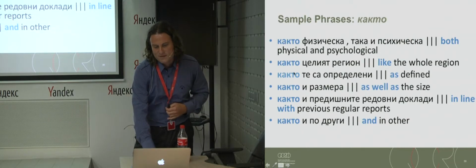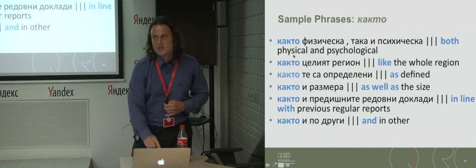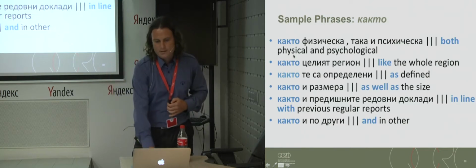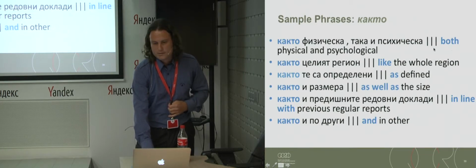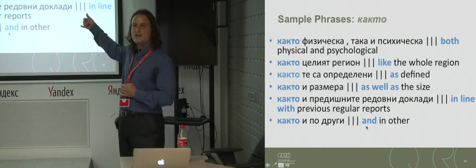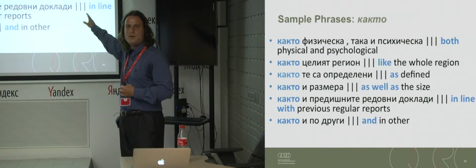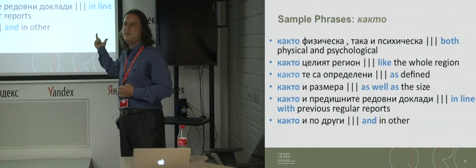So here I have the word kaktu, which is the Russian kak. So I have kak, kaktu, tak, kak, физическое, так и психическое. Here you have both in English. And then you have as well as, in line with, and. So you see how you can generate much more powerful and much more fluent things with phrases.